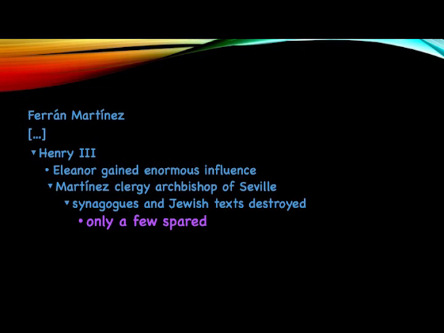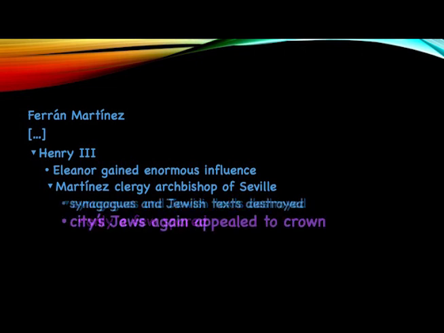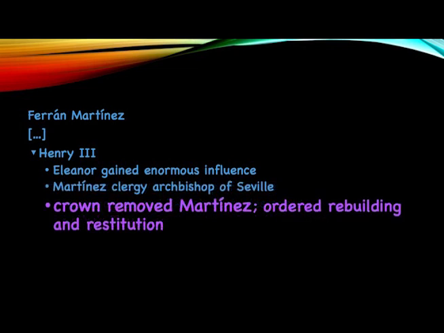The city's synagogues and their contents were put to the torch. Only a few were spared when officials put loyalty to the crown over obedience to the archbishop. The Jews once again appealed to the Castilian crown over Martinez's latest actions against them. The king's advisers overcame the objections of the Queen Mother and removed Martinez from his post. They forced the Diocese of Seville to rebuild the synagogues that had been destroyed, and they ordered the diocese to pay restitution to the Jews.